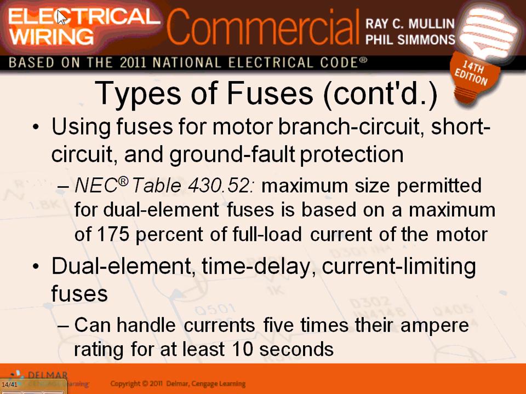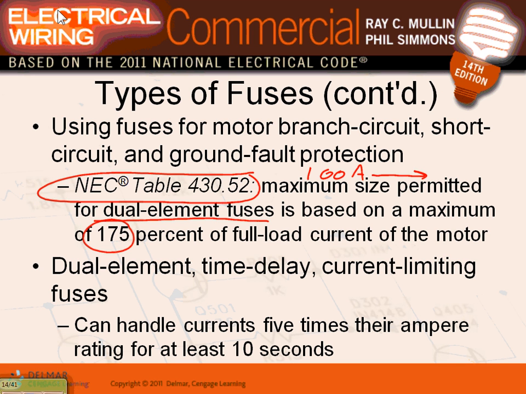Types of fuses, ground fault protection. But this is, guys, I know we use this one and we will continue to use it. This is the table that we use. If it's a dual element time delay fuse, we use 1.75. I have a 100 horsepower motor. If I'm to size it, that would give me 100 times 1.75, 175 amp dual element time delay fuse.